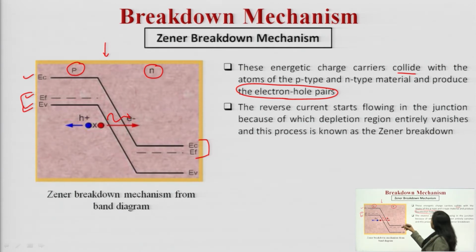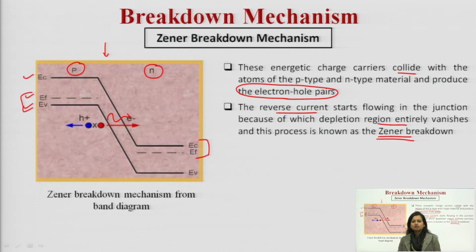And when we are talking about the reverse current, when reverse current flows across the junction, you know this is because of the minority charge carriers. When you are increasing the potential across that particular PN junction, the depletion layer is already thin, and what is going to happen? Now, the depletion layer will completely vanish, and this particular process is known as Zener breakdown, right?